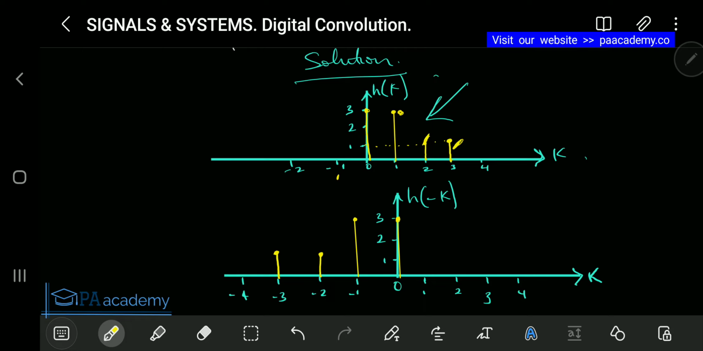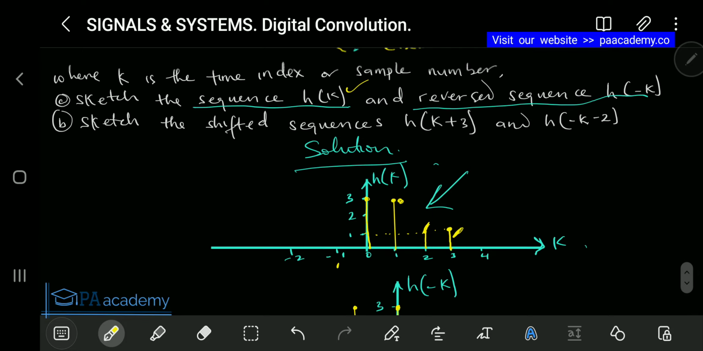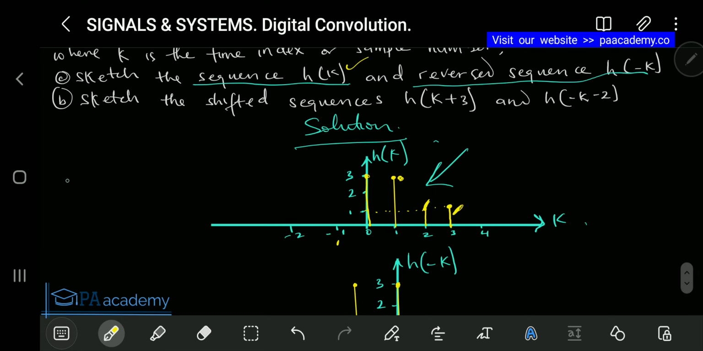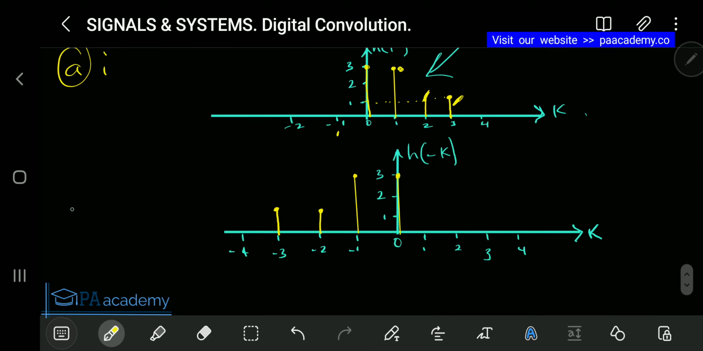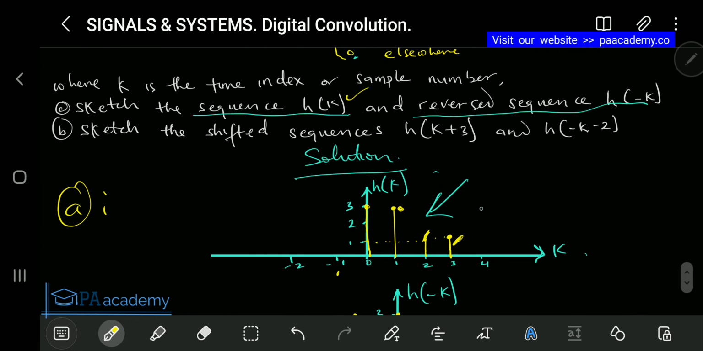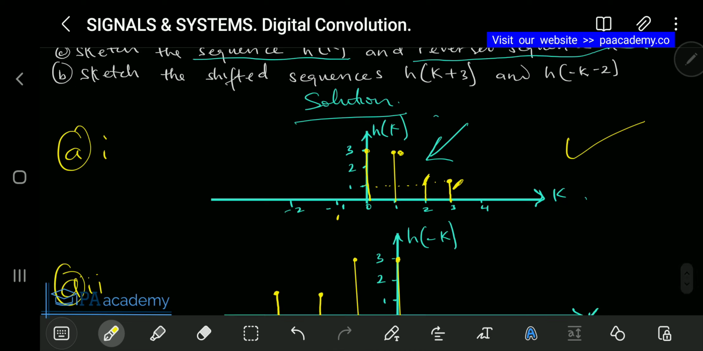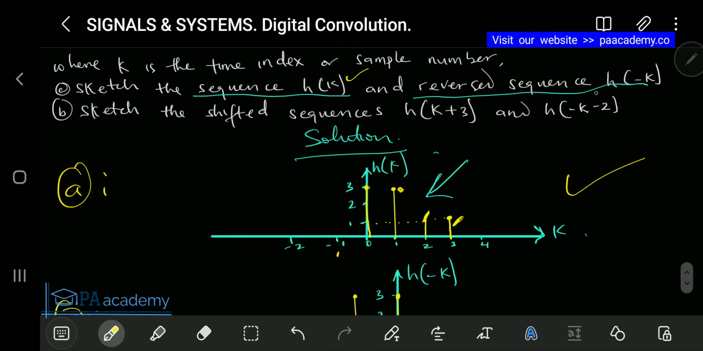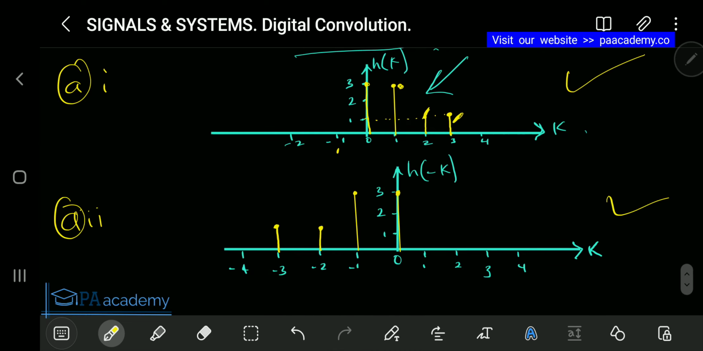Alright, so what we've just done now, we've been able to answer the question A. Let me just put it A. So this is A. Let me call this AI. And let me call this AII. Alright, so we've been able to answer the first question. We've sketched the sequence h of k, which is this. And we've also sketched the reverse sequence h of minus k, which is this. So I hope you got the explanation on how to sketch the signal and how to flip it, how to reverse it.